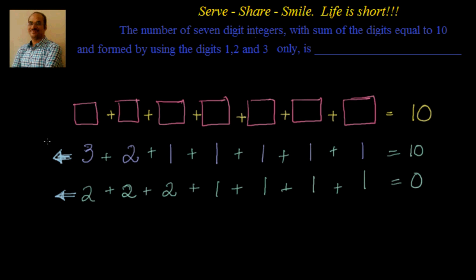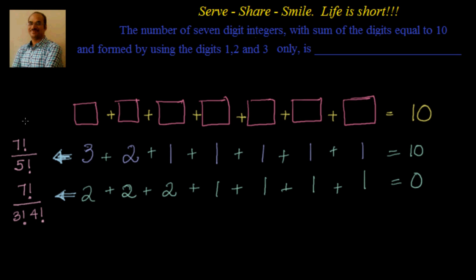The first one is a 7-digit integer, but 1 is repeating 5 times. So we know that if there is no repetition, it is 7 factorial, but since 1 is repeating 5 times, that is 7 factorial by 5 factorial. Now let's go to the other one. Again it's a 7-digit integer, so factorial 7 divided by factorial 3, as 2 is repeating 3 times, and 1 is repeating 4 times, that is factorial 4.